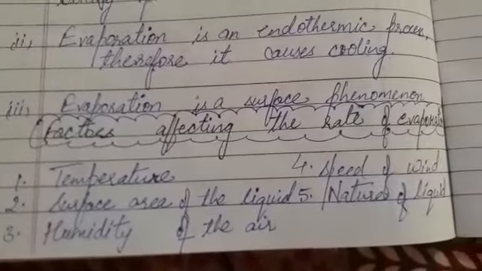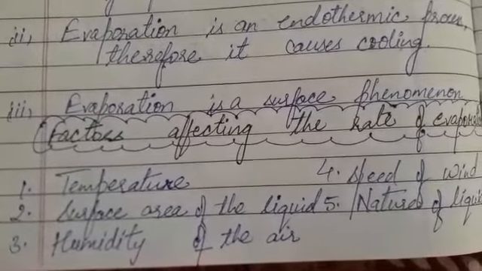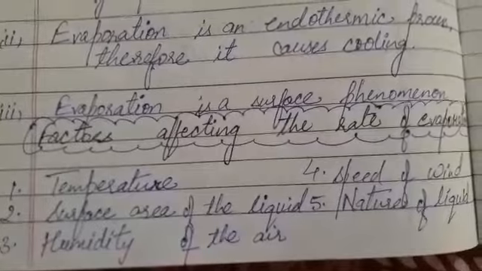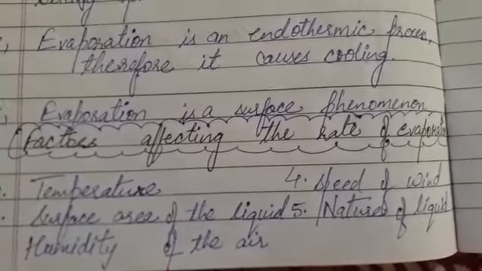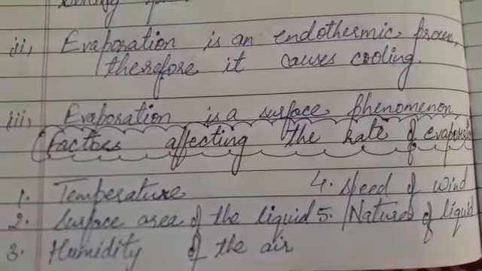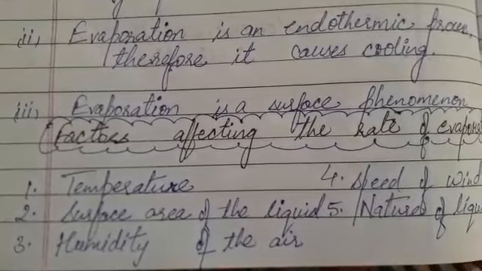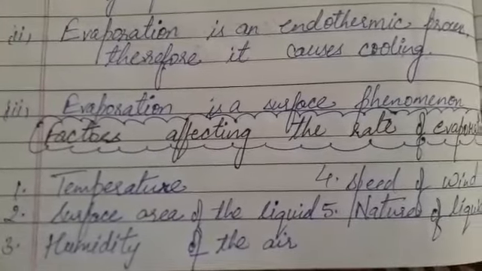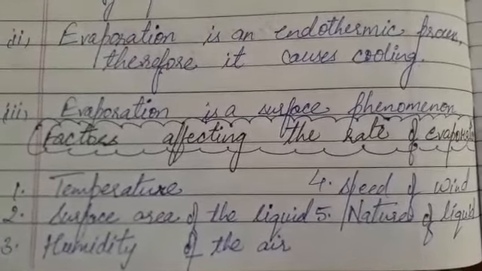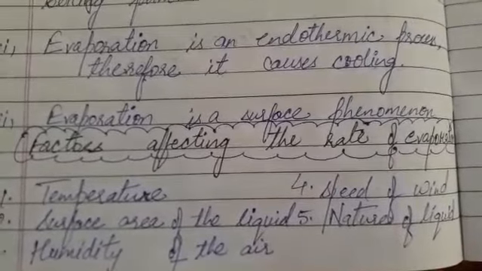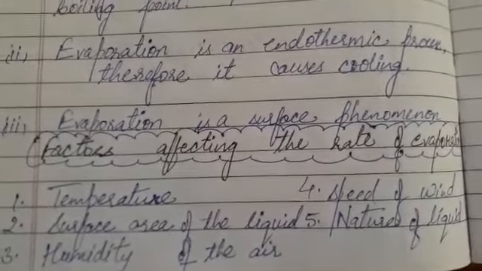Now, what are the factors on which evaporation depends? Evaporation depends upon temperature, surface area of the liquid, humidity of the air, speed of the wind, and nature of the liquid. Whether the temperature is low or high, whether the surface area of liquid is more or less, humidity is maximum or minimum, whether the speed of wind is high, or what is the volatility of liquid. On all these factors, the rate of evaporation depends.